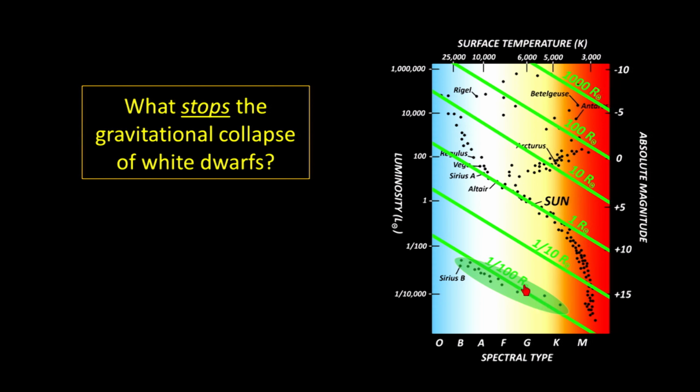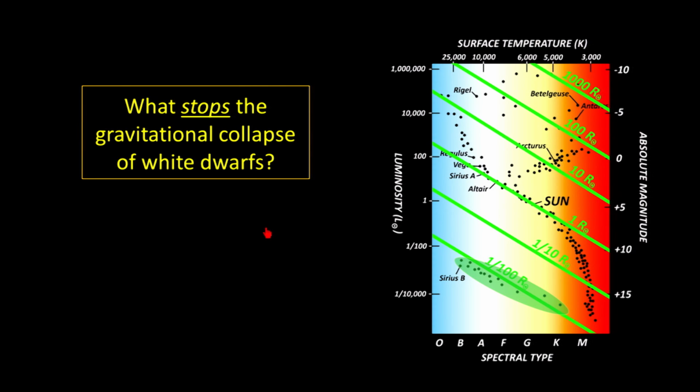So that really raises the question, what really stops gravity from continually collapsing these white dwarf stars smaller and smaller and smaller? Remember, gravity is what squeezed them down to their current size, but what this seems to suggest is gravity gets stopped. Something stops gravity from continually shrinking them smaller and smaller and smaller.